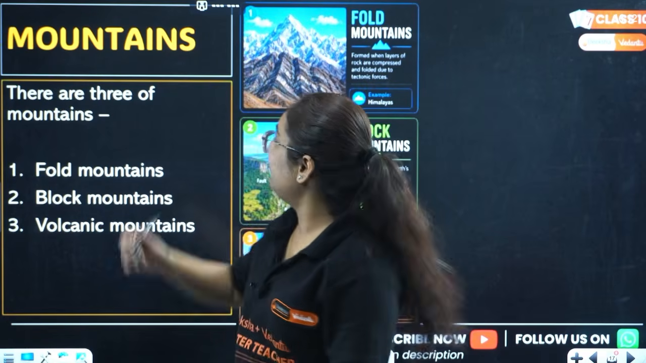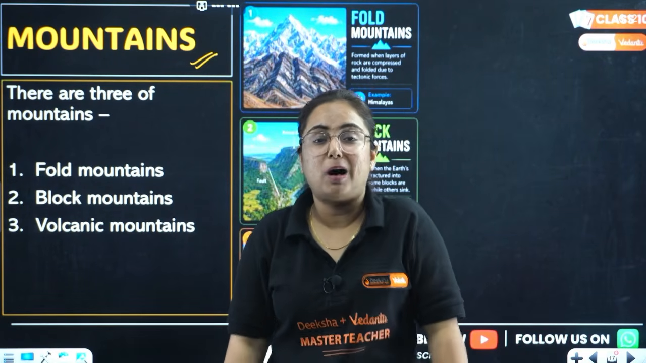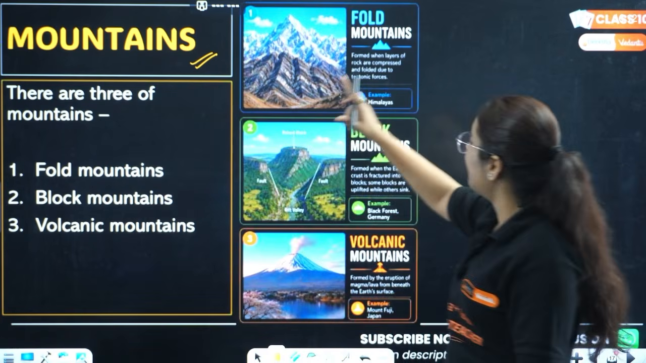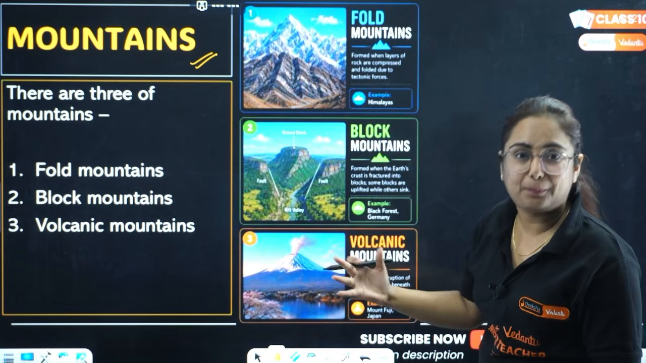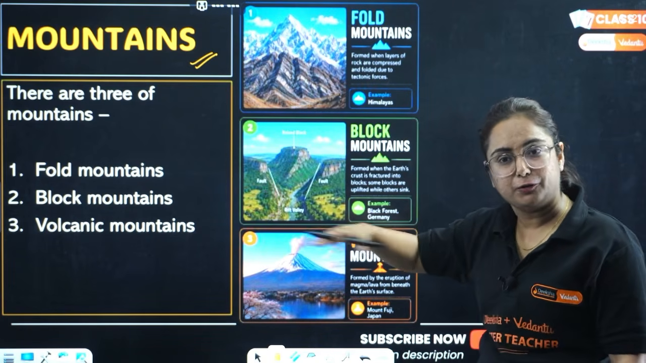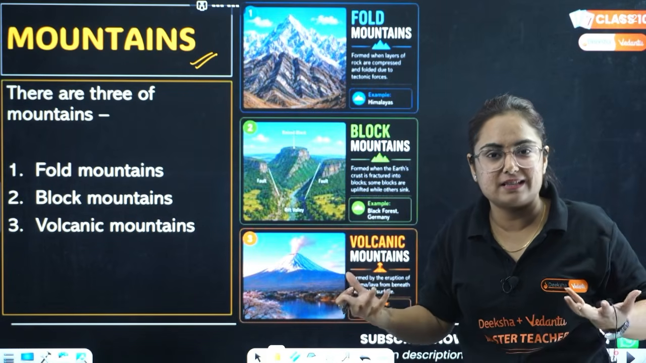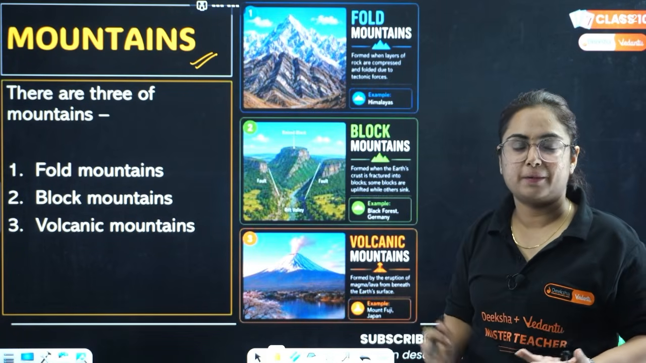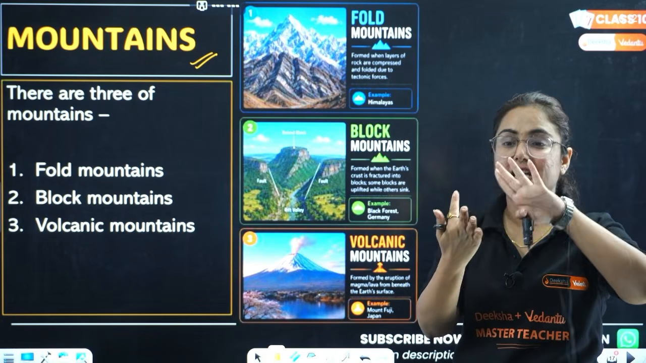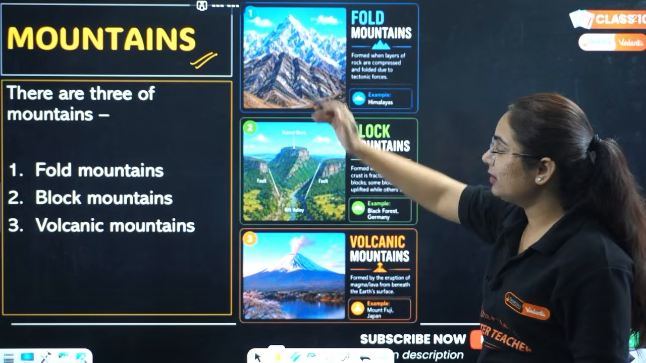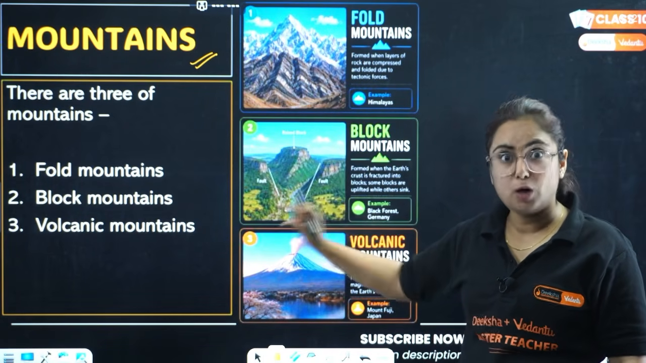Okay, now coming to this one, the first is mountains. So what are mountains? Mountains are basically uplifted landforms that have a peak. They are not equal to the Earth's surface. They are uplifted, but they might have formed because of some reasons. Yes, we studied that in the starting. There are three types of mountains. Pay attention: fold mountains, block mountains, volcanic mountains.